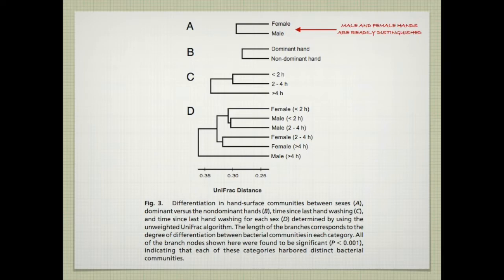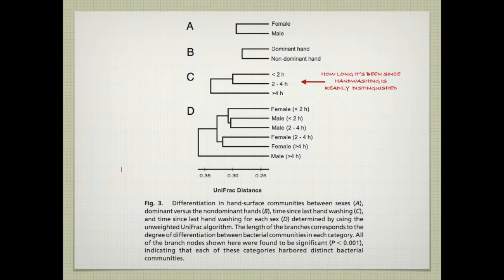The first thing to notice is that male and female hands are readily distinguishable. No problem. And I'll show you how that is in just a minute. In other words, if you take a swab from someone or a bunch of people and test them in this way, you can readily bin them out and identify male versus female. You can distinguish dominant versus non-dominant hand. And so again, you could take that swab from an unknown source and say that swab was taken from their dominant hand. Now you can't tell whether it's right or left. You can only tell whether it's dominant or non-dominant.